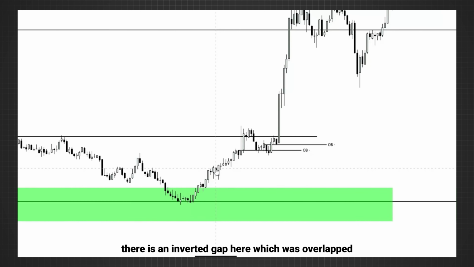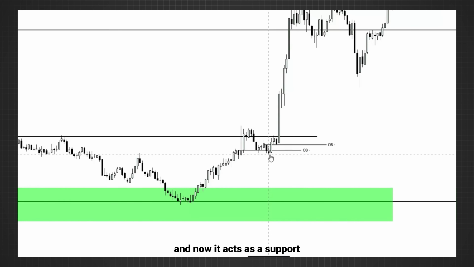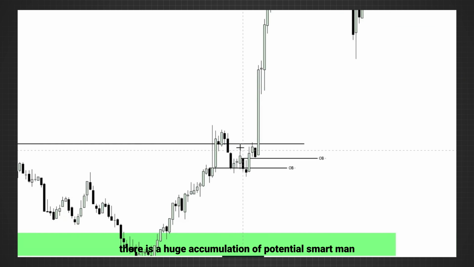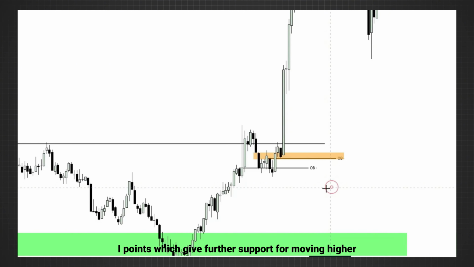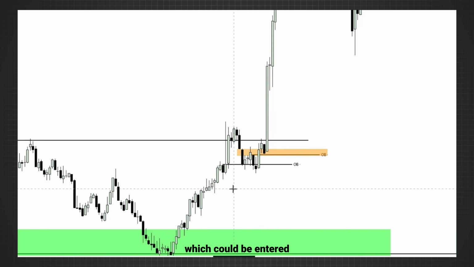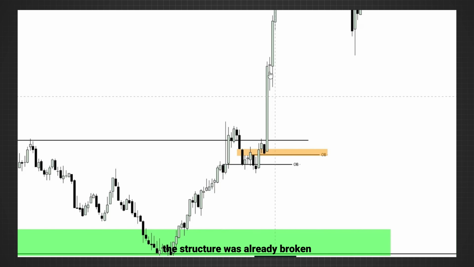In addition, there is an inverted gap here, which was overlapped, and now it acts as a support. There is also an order block here. In one place, there is a huge accumulation of potential smart money points, which give further support for moving higher. But already on M1, and again, here are our first liquidity pools, which could be entered, taking into account the fact that the structure was already broken.